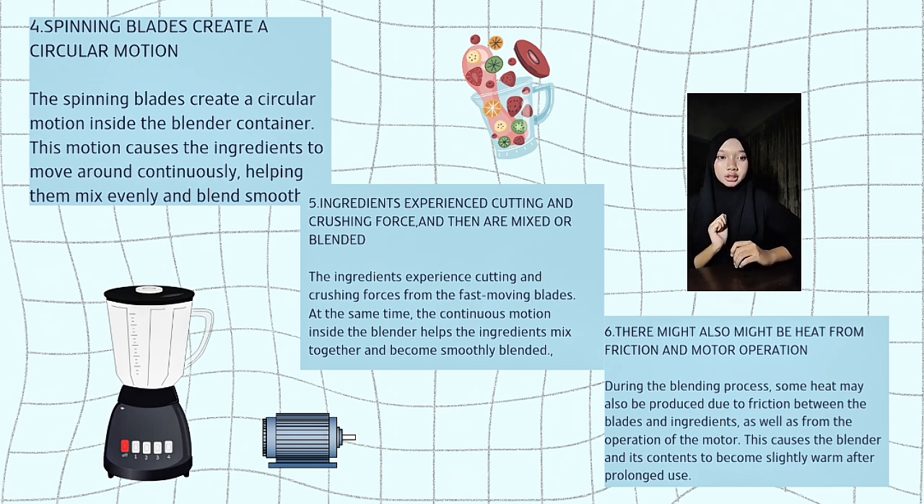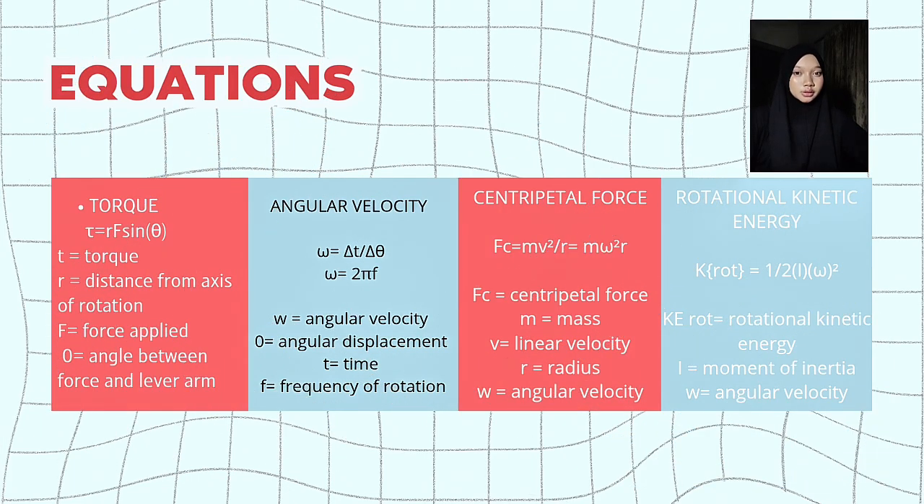Fifth, the ingredients then experience cutting and crushing force from the rotating blades, causing them to be mixed and blended together. Lastly, during the process, heat may also be produced due to friction in the operation of the motor. So, these are the equations that are involved in the blender system.